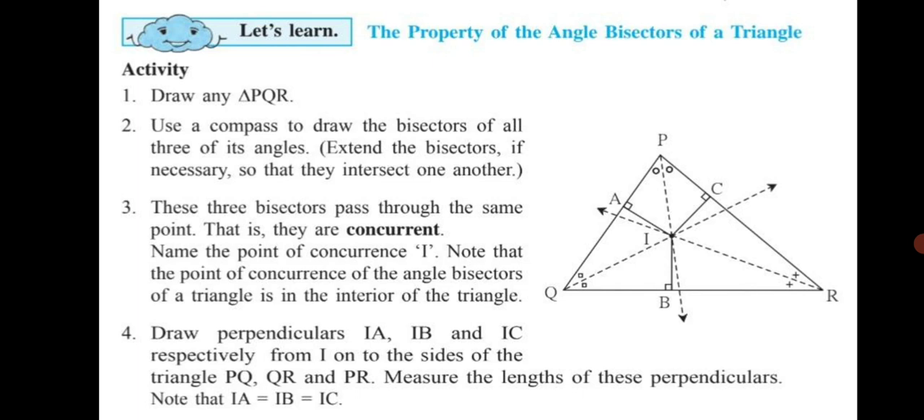These three bisectors pass through the same point as shown in the figure here. That is, they are concurrent. Name the point of concurrence as I. Note that the point of concurrence of the angle bisectors of a triangle is in the interior of the triangle. Now draw perpendiculars IA, IB and IC respectively from I onto the sides of the triangle PQ, QR and PR. Measure the lengths of these perpendiculars. You will note that IA is equal to IB is equal to IC. So these are the properties of the angle bisectors of a triangle.